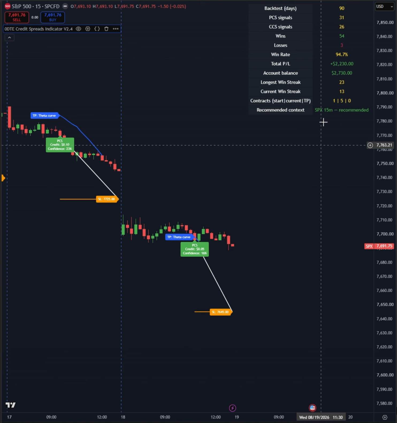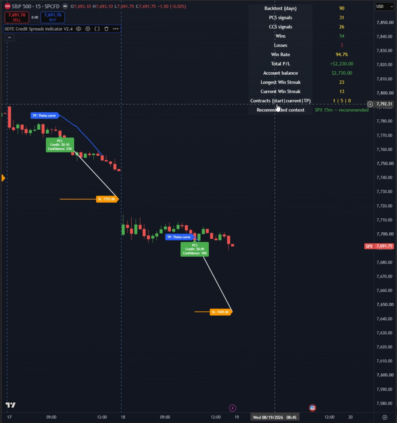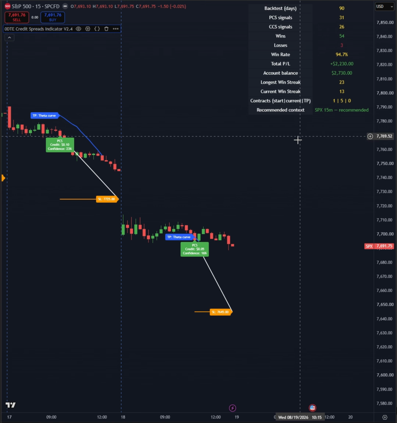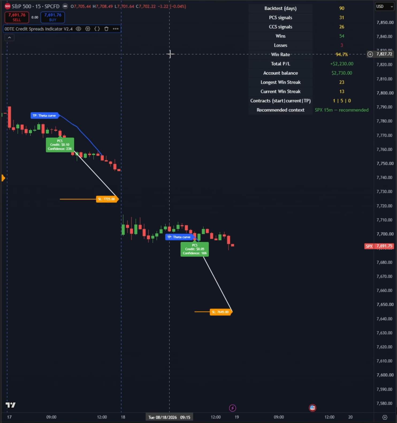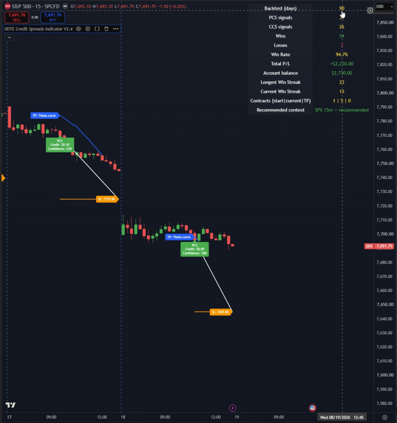Okay, there we go. So in the last 90 trading days, you can see that I started out with 1 contract, but now I've built my account up to 5 contracts. I started out with basically $500, and my new account balance is $2,700. So in the past 90 trading days, that's pretty good. Keep in mind this is trading days, not actual days. So it's not 90 days, it's 90 trading days.